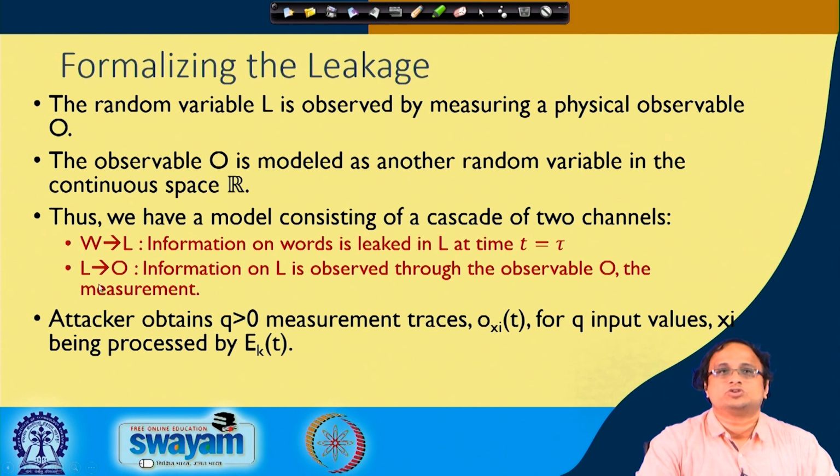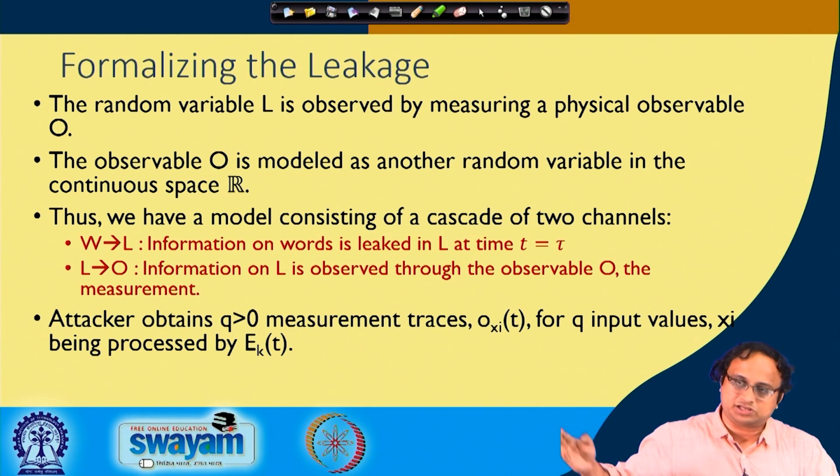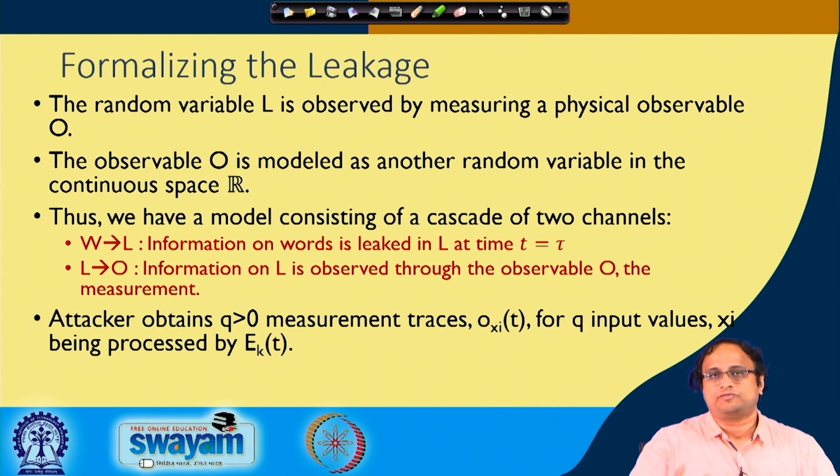Now the attacker does several measurements by varying the plain text, and it observes different values of the observable. The observables are denoted as OXIT, which is nothing but the measurement traces which you are observing. So, you are getting different power traces and you are giving inputs which are denoted as Xi's, and you are observing the corresponding power values at different instances of time. So, you are observing the power consumption across time instances. So, you get a lot of values of O.